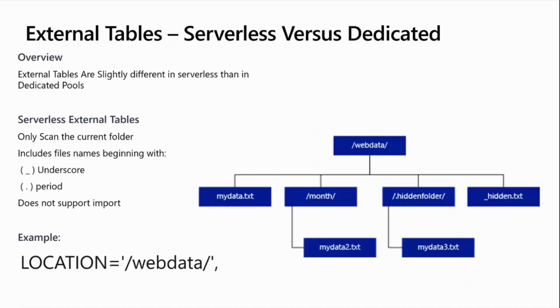And this is just kind of showing that external tables are different in serverless and dedicated. So in serverless, what's going to happen is when I point it to a folder, it's going to include files with underscore, which dedicated pools, if I create an external table, will ignore. And it'll also ignore files that start with period. So in this case, like hidden would be included and hidden folder would be included in the serverless, whereas it wouldn't be in dedicated if I say location equals web data. So the idea is web data is where all my files are, and then underneath I have my data.txt. I have a month folder of my data too, and so these folders in serverless will be included.